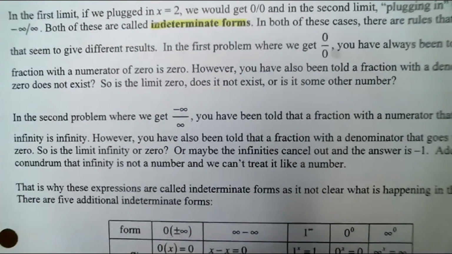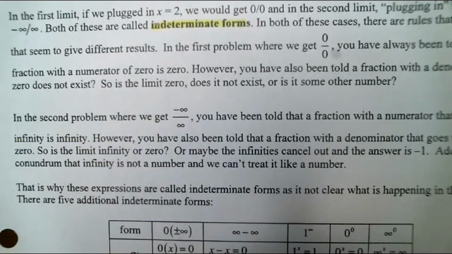In the second problem, we get negative infinity over infinity. You've been told that a fraction with a numerator that goes to infinity is infinity. However, you've also been told that a fraction with a denominator that goes to infinity is 0. So is the limit infinity or 0? Or maybe the infinities cancel out and the answer is -1. Add to the issue that infinity is not a number and we can't treat it like a number. That's why these expressions are called indeterminate forms, as it is not clear what is happening in the limit.